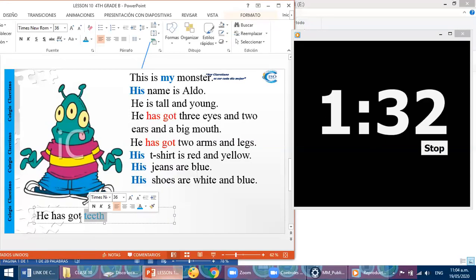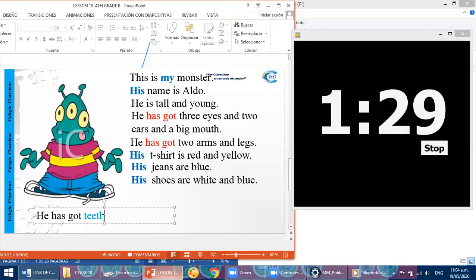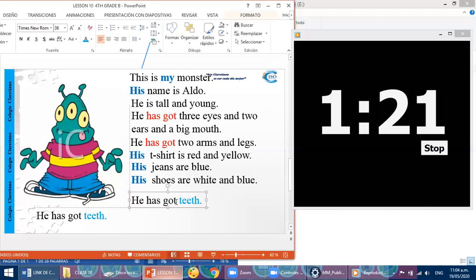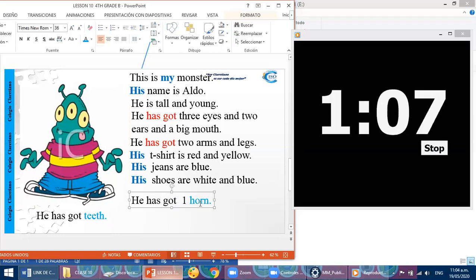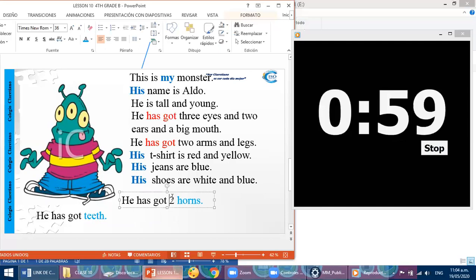Yeah, cuernos, yes. I'm going to help you with some vocabulary, but preferably use the vocabulary in the book, okay? Horn, okay. But you need to specify the number. One horn, two horns, three horns, okay? It's according to your picture. One horn. If you say two, it's plural, horns. Use the vocabulary from the book, from this unit.